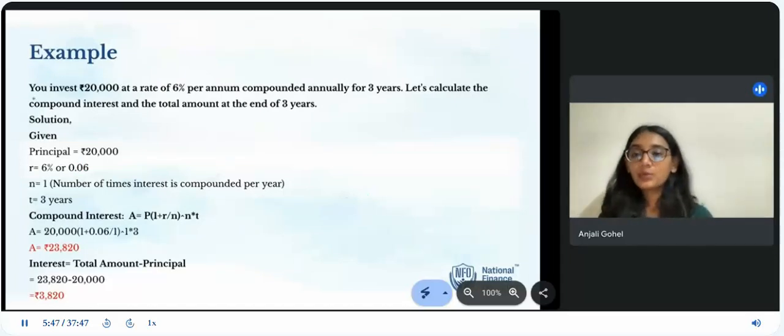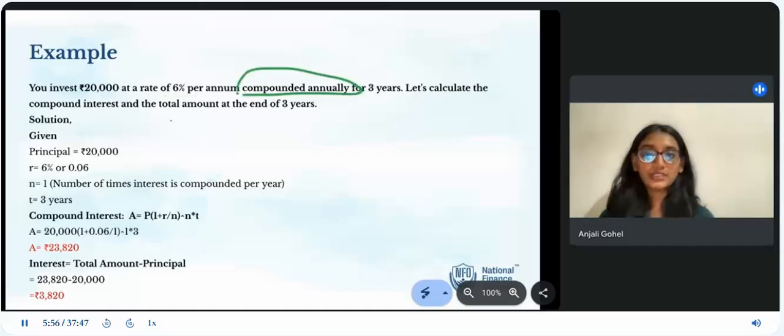Now, the example says you invest 20,000 rupees at a rate of 6% per annum, compounded annually. Okay, this is something that you have to be careful of.